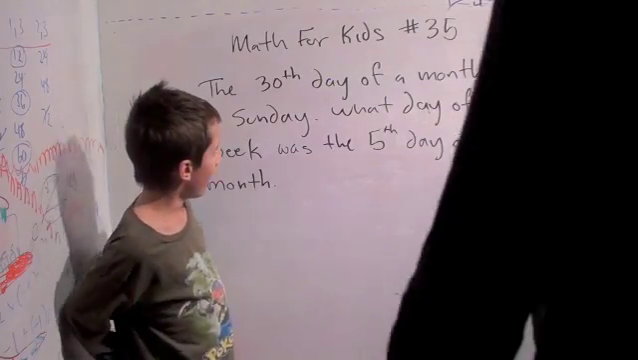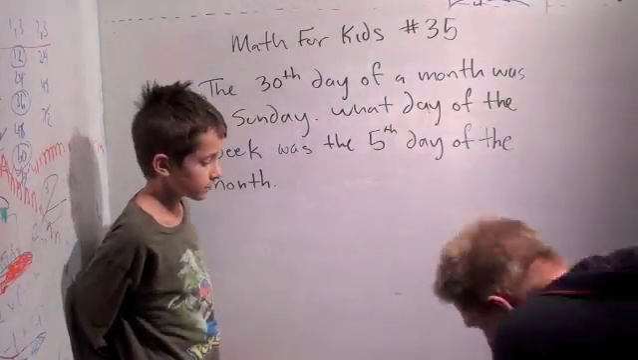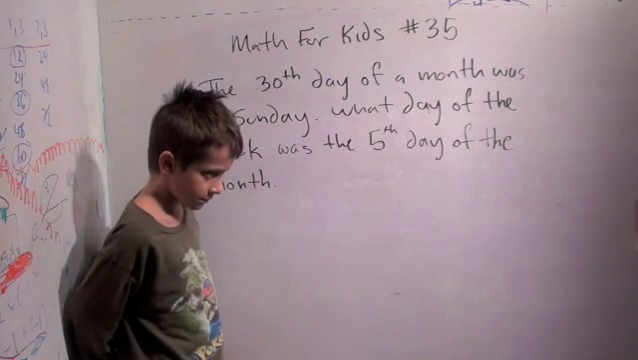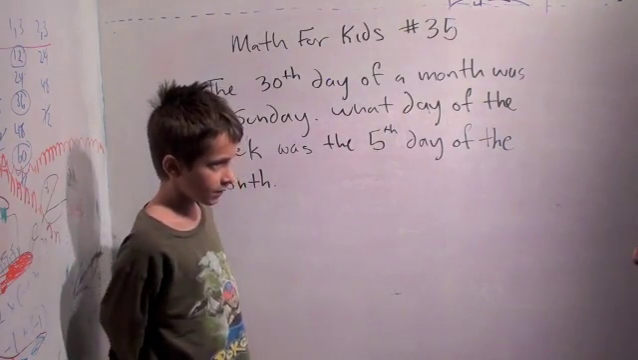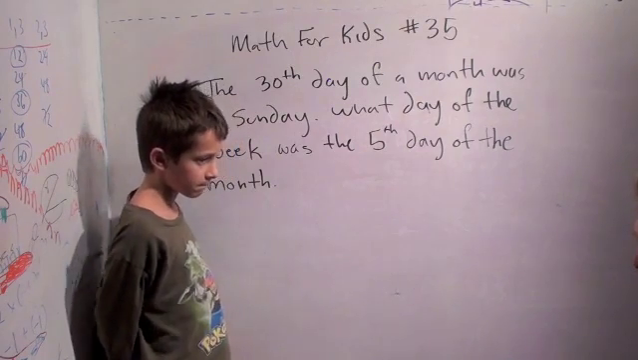Here's the first problem. The 30th day of a month was a Sunday. What day of the week was the 5th day of the month? You understand the problem? Yep. How do you think you want to approach it?